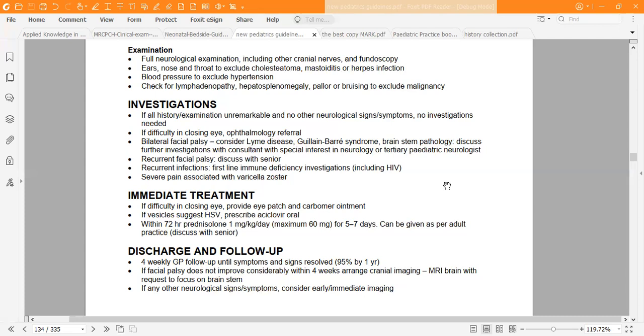So in here we have the eye issue, and we have the underlying cause. If you find any herpes simplex virus vesicles and this is the underlying cause, you will prescribe acyclovir orally. You will think about giving the prednisolone within 72 hours after the presentation.